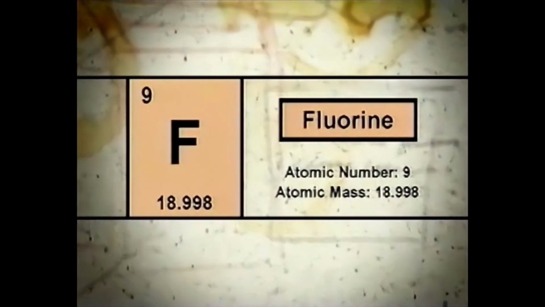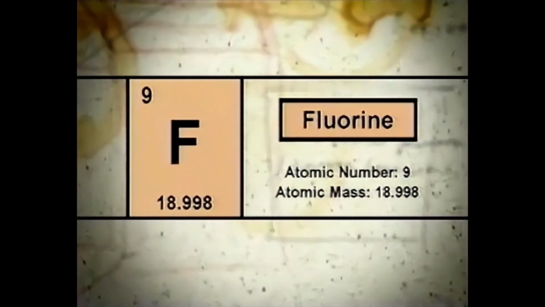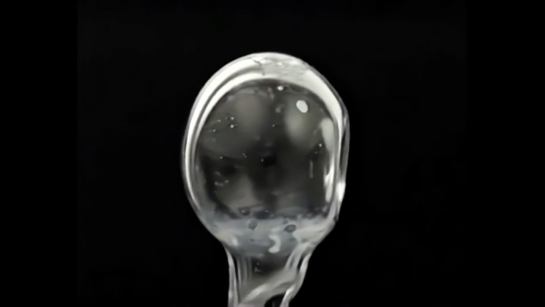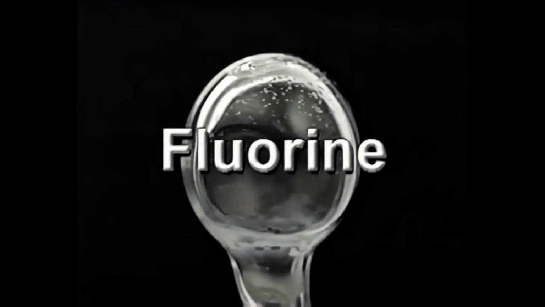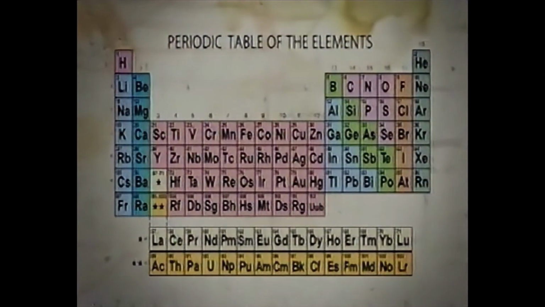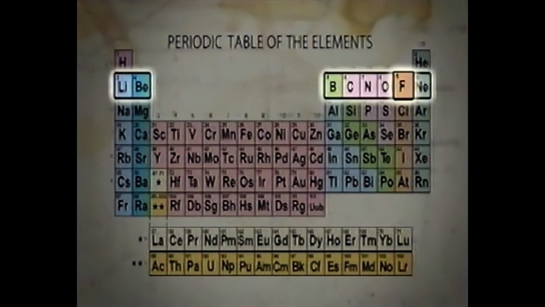Element number 9 on the periodic table is fluorine. The atomic symbol for fluorine is F. Fluorine is a greenish-yellow, highly toxic gas that smells like bleach. Fluorine gets its name from the Latin word fluere, which means to flow. Fluorine is classified as a halogen. It lies in the periodic table's second row, period 2.